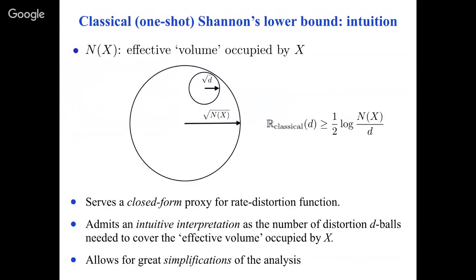And this is what the classical Shannon lower bound is. You see the formula here for the classical rate distortion function, which is bounded below by this formula that you see. An interpretation of this formula is this volume division argument. What it says is that the effective volume of the space that X occupies is given by the volume of this ball of radius square root of N of X, which is the entropy power of X. And then what Shannon's lower bound shows is the log number of balls of radius square root of D that you need to cover this effective volume. So this is the intuition, and it's a classical tool.